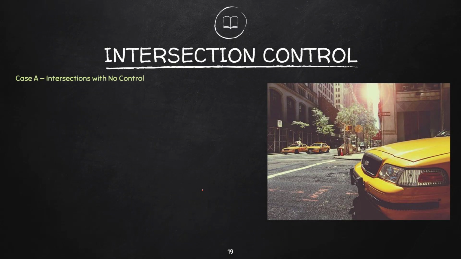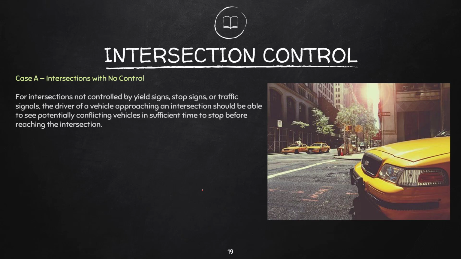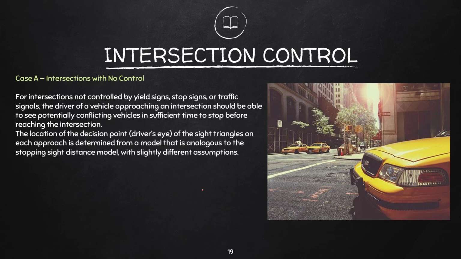So let's start with case A, intersections with no control. For intersections not controlled by yield signs, stop signs, or traffic signals, the driver of a vehicle approaching an intersection should be able to see potentially conflicting vehicles in sufficient time to stop before reaching the intersection. The location of the decision point, or the driver's eye, of the sight triangles on each approach is determined from a model that is analogous to the stopping sight distance model with slightly different assumptions.